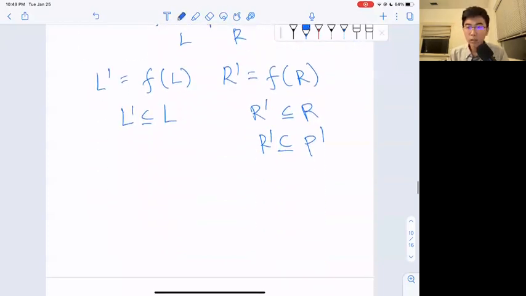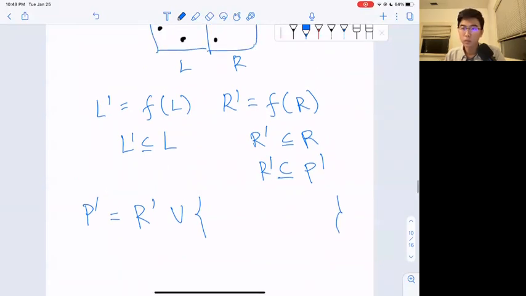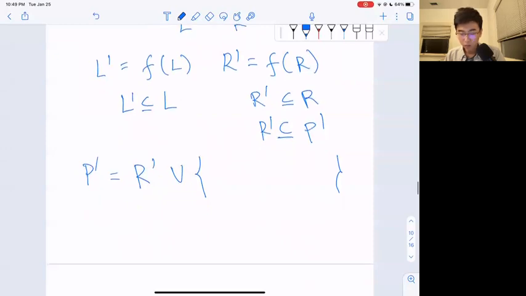And so we can write the condition. We can write the set P prime as some combination of L prime and R prime. So first we know all of R prime is in it, and then we'll take the union of that with some subset of L prime that satisfy our previously discussed criteria. So this will be a subset where all of these points will have to come from L prime.